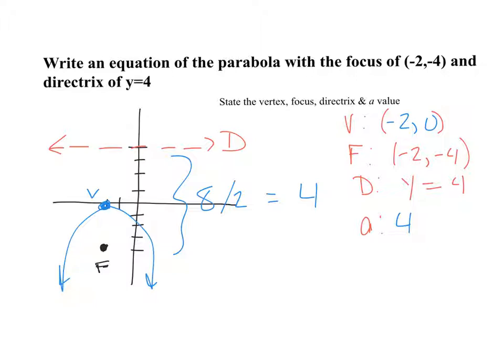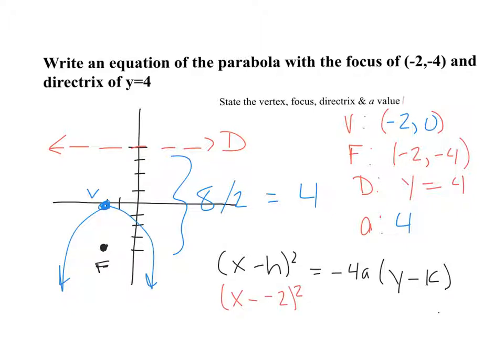So because I have a downward opening parabola, I'll be using the equation x minus h all squared equals -4a(y minus k). It is negative because you are opening downward. So remember, if you are opening down or to the left, you will make that 4a negative. So I'm going to plug in what I know. I know that my h value is -2 because h comma k is your vertex. And my a value is 4, and my y minus 0 because the k value is 0.